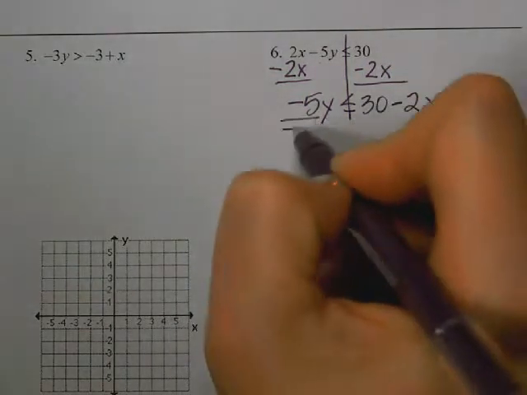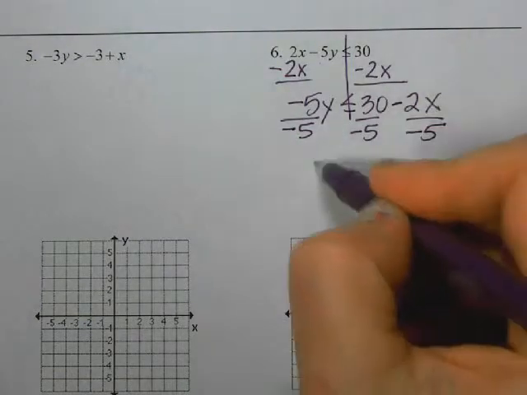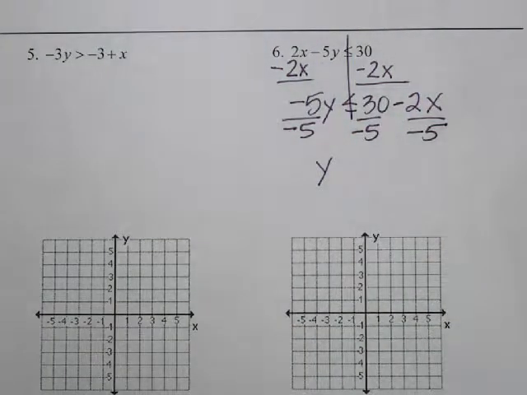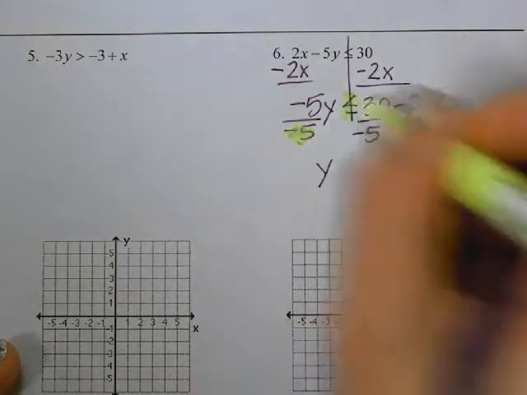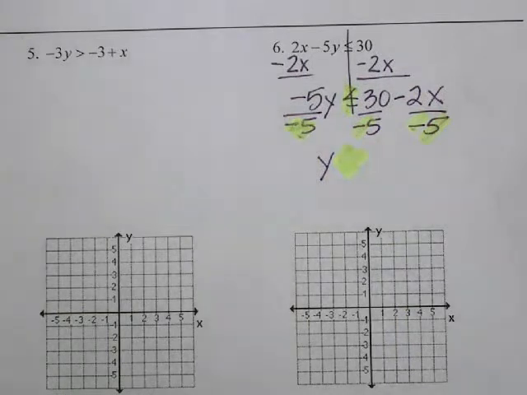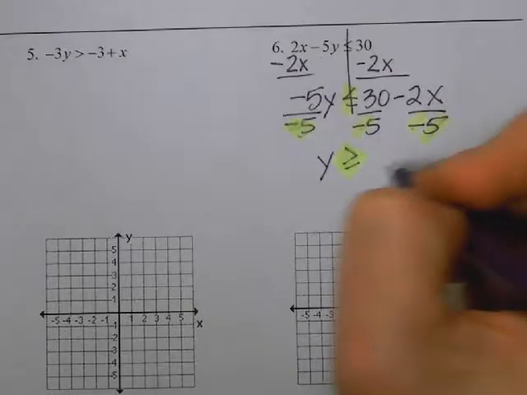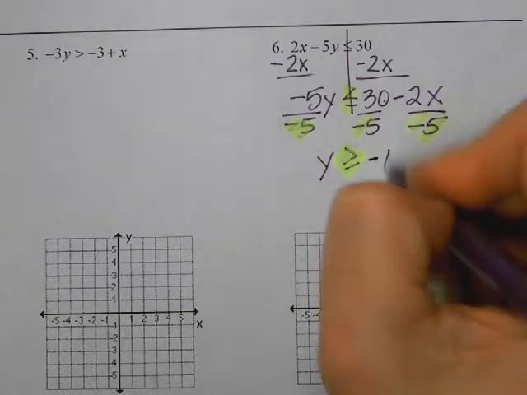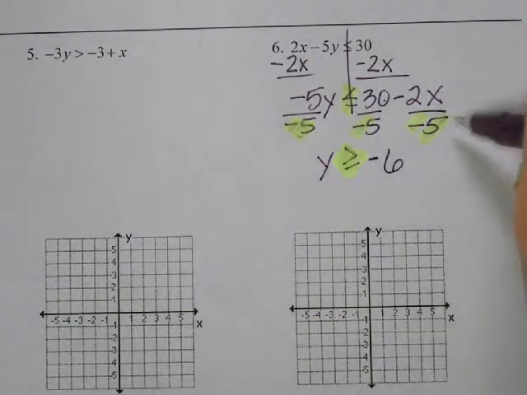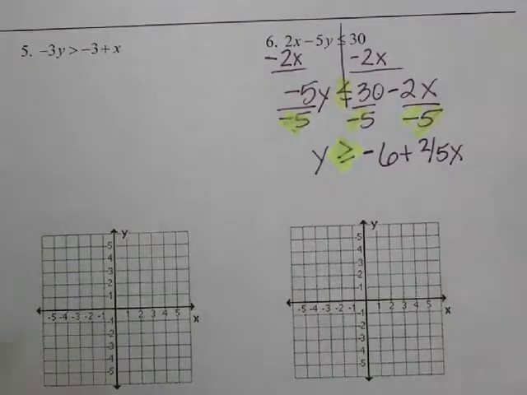Then you're going to divide by negative 5. Now remember, anytime you divide by a negative number, you have to follow the golden rule. So I divided by negative 5, so that means that I have to flip my inequality symbol. So instead of it being on the small side, now y is on the big side. 30 divided by negative 5 is negative 6. Negative 2 divided by negative 5 is positive 2/5 x.